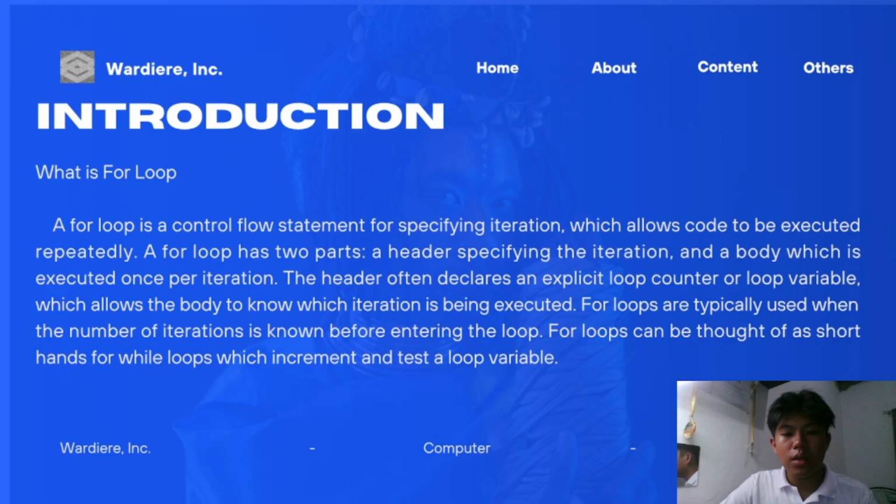For loops can be thought of as shorthand for a while loop, which increments and tests a loop variable. A for loop is basically a shorter, cleaner way of writing a while loop that increases the loop counter and checks if the loop should continue every time, all placed in one line.